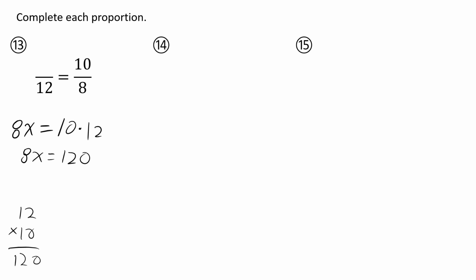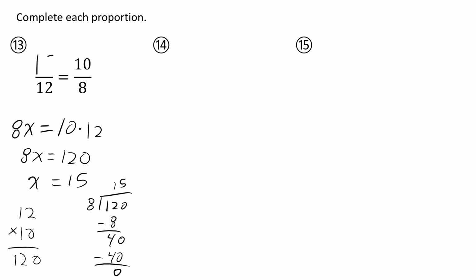Now, 120 divided by 8, this is not something you'd have memorized, so this is where you need to practice our favorite skill from September. Or if you have access to a handheld calculator, this would be a good time for a handheld calculator. Mystery number x is 15. I can complete the proportion.